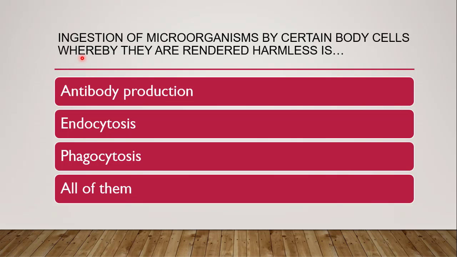Next question: ingestion of microorganisms by certain body cells whereby they are rendered harmless is antibody production, endocytosis, phagocytosis or all of them. The correct answer is phagocytosis. It is the process wherein the microorganisms are ingested into the body cells, and by engulfing them they are rendered harmless. So this is a kind of natural phenomenon which exists as a defense mechanism.